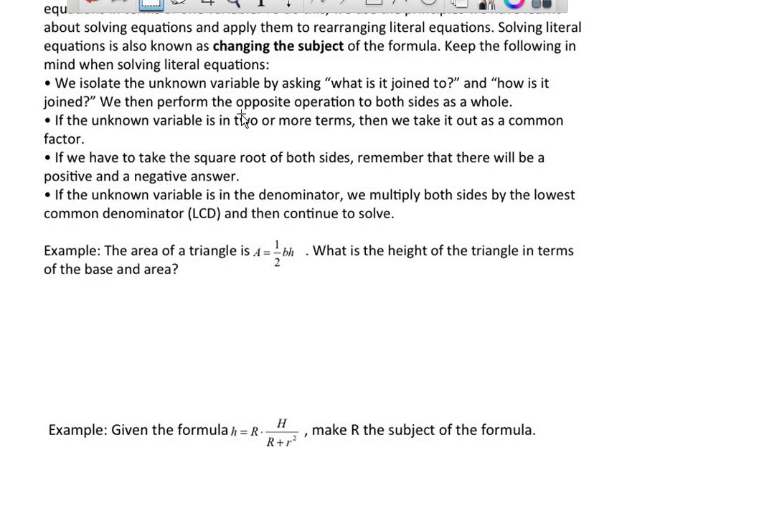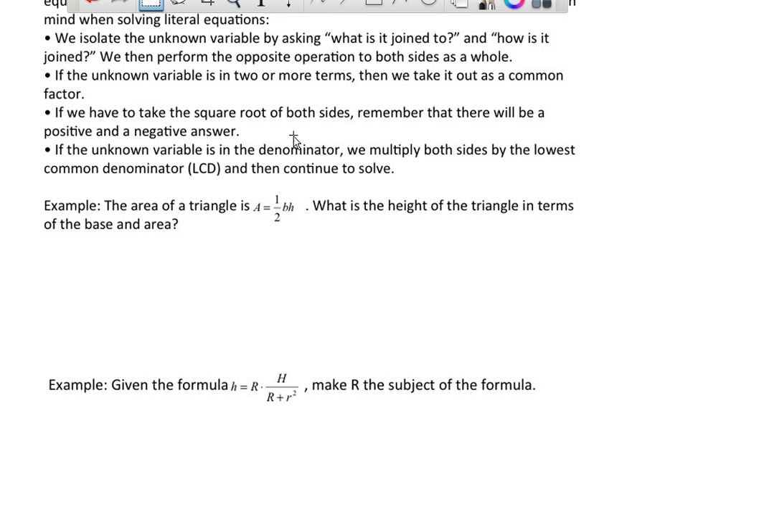But once you figure out what the variable is that you are interested in isolating, you can do the opposite of what is in the equation right now. If the unknown variable is in two or more terms, then you're going to have to factor at some point. When you take square roots, you need pluses and minuses, and if we have fractions, we're going to try to get rid of the fractions, basically the easiest way to do that. So I think we're going to run into most of these in the couple of examples that I have. So let's just look at an example.